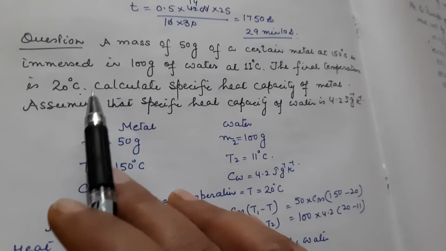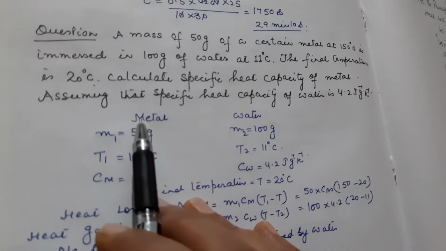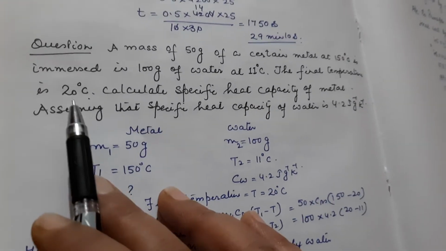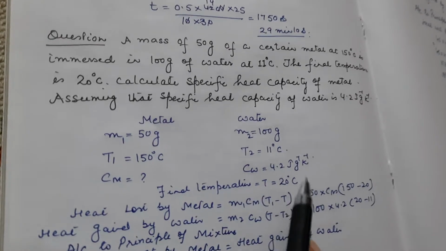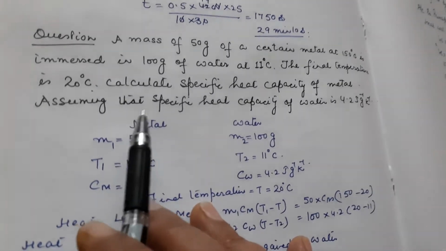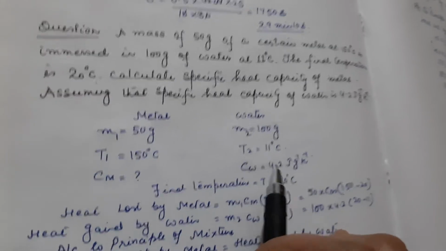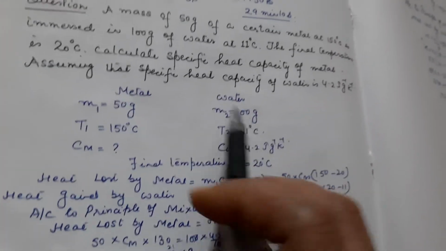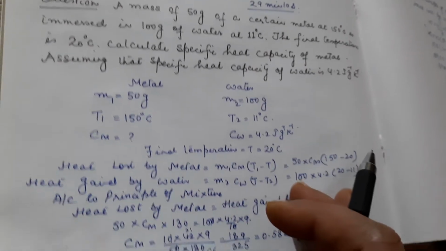The final temperature is 20 degrees Celsius, which means this is the mixture temperature. When you mix metal and water, both will reach 20 degrees Celsius. So the final temperature is 20 degrees Celsius. Next, what's given here? The specific heat capacity of water is also given. But what is missing here? The specific heat capacity of metal. C is required regarding the metal.